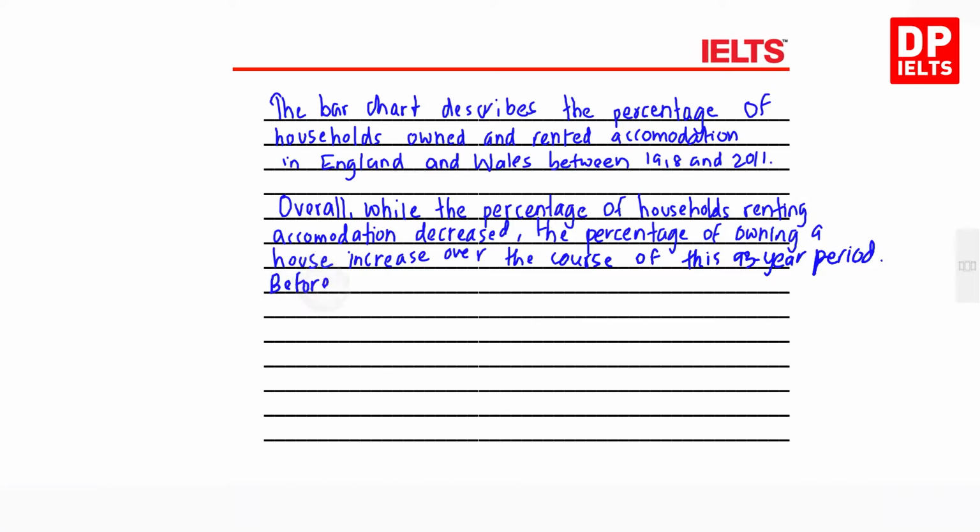Before 1971, there were more households renting than owning. After that, the reverse was true.